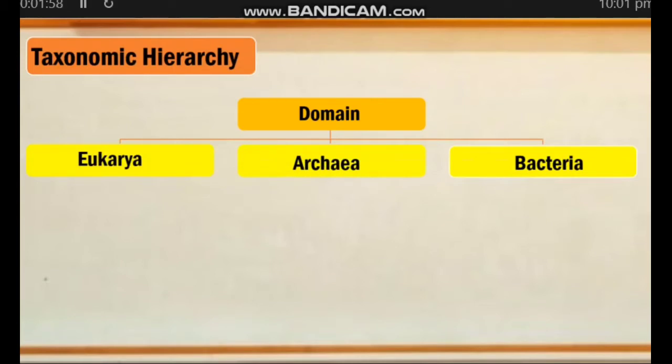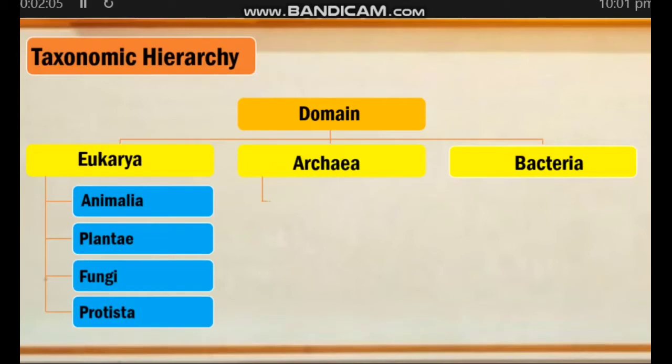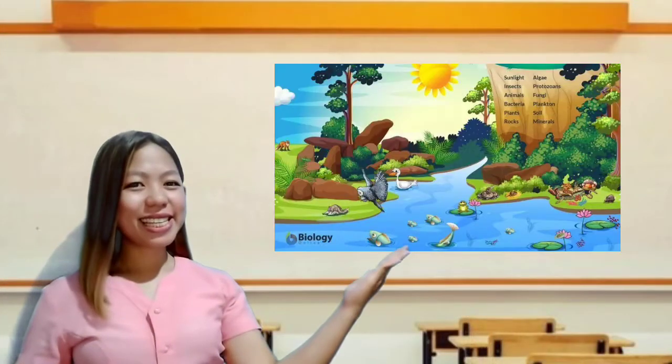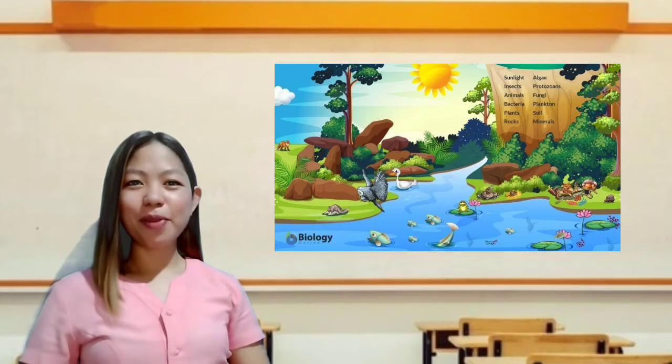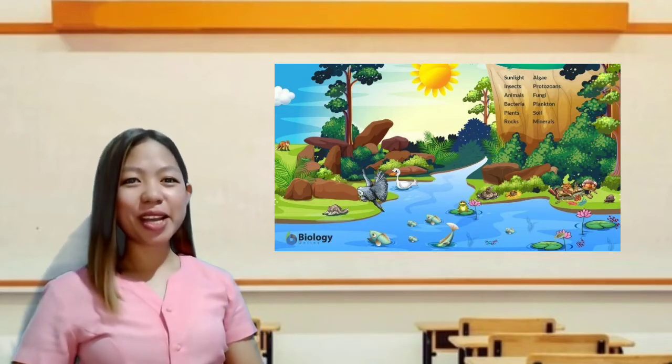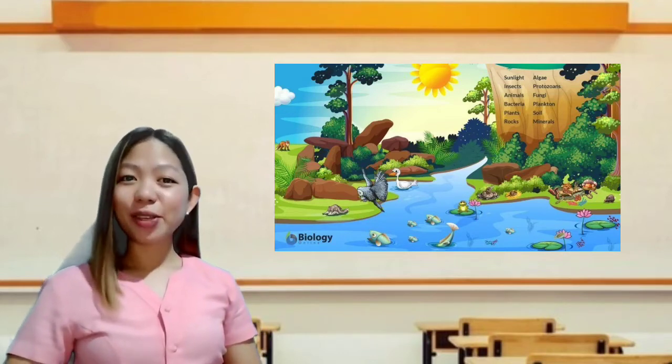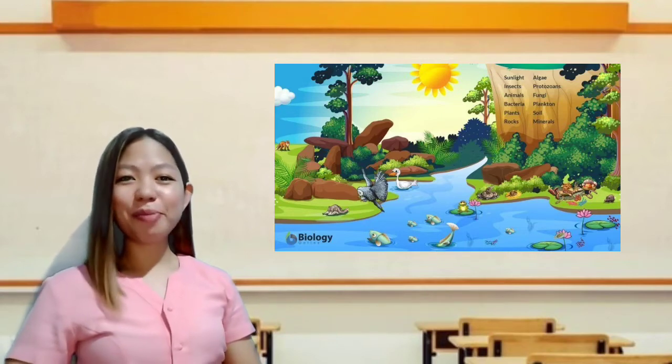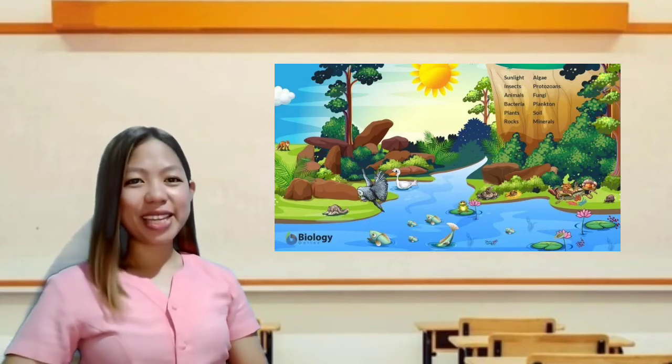These are further classified into smaller taxon or categories, such as kingdom, which group organisms as animals, plants, fungi, protists, archaea, and eubacteria. Let us determine how each kingdom differ from one another through our next activity. Presented here is a picture of an ecosystem. What specific organisms can you find in the picture? Can you identify to what kingdom do they belong? Let us try by completing this table.